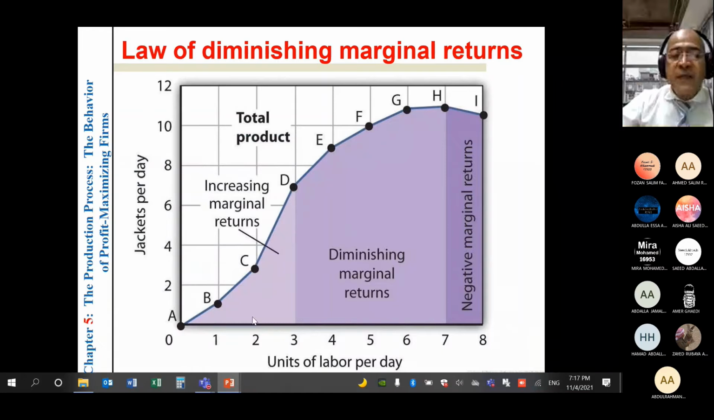In the first stage of production, as Zaid adds more units of labor, total product increases at an increasing rate. Total product increases faster, causing marginal product to increase. Why? Because of specialization and division of labor.